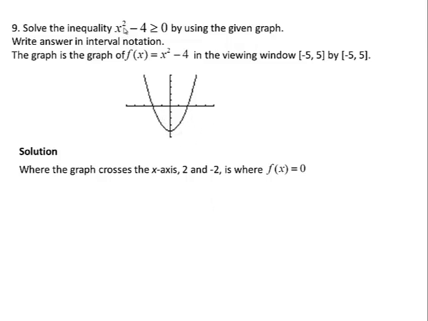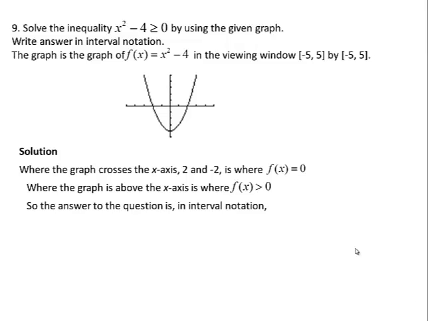But since I asked you to solve x squared minus 4 greater than or equal to 0, I make a note that where the graph is above the x-axis, that's where the function is greater than 0. So where is the function x squared minus 4 greater than or equal to 0? Well, we know it's equal to 0 at -2 and 2, and it's greater than 0 from 2 to infinity, and from -infinity to -2. So our answer in interval notation is parenthesis -infinity to -2, square bracket, union with square bracket 2 to infinity.